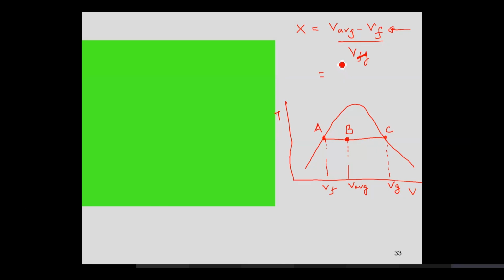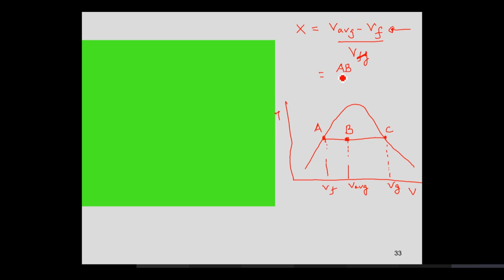Sir, the distance from B to C is the Vf distance. B to C would be V average minus Vf. Yes, sir. V average is this value. Vf is this value. V average minus Vf would be B to C or A to B? A to B, sir. A to B.